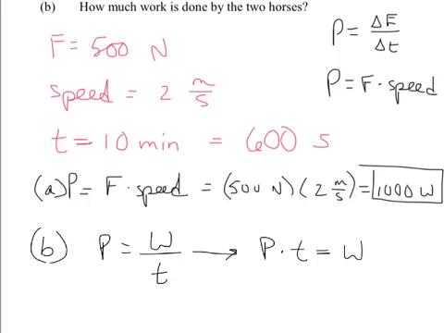So if we want to find the work done by these horses, we have the time period. The time period was 600 seconds. We've got the power generated from part A. We can plug in.